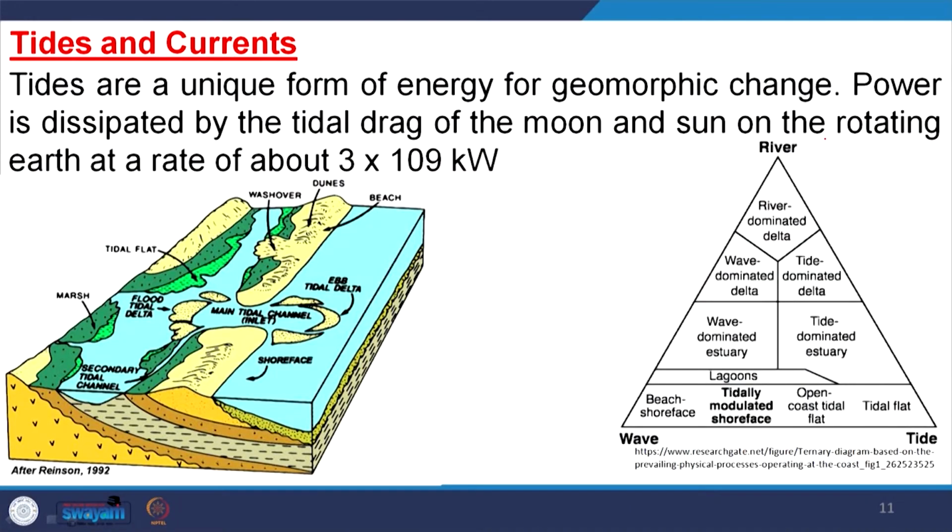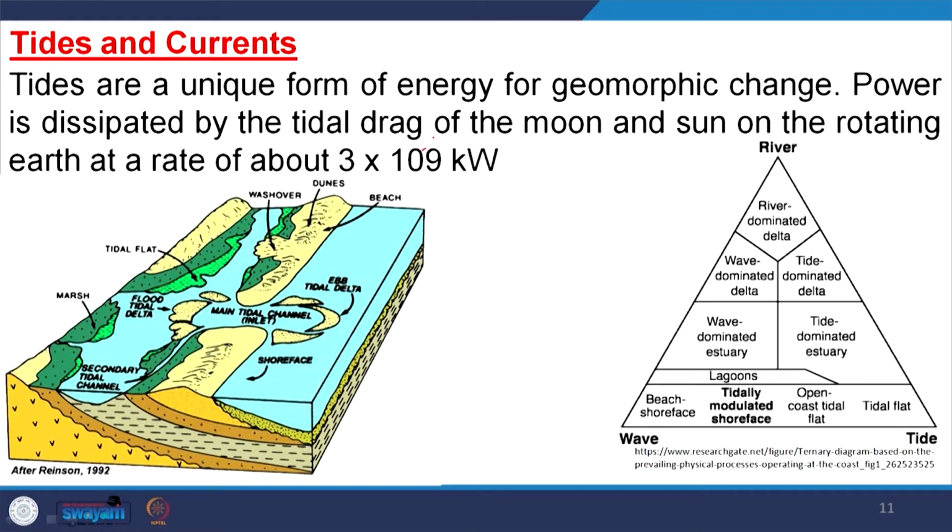So, in addition to waves, either tsunami waves, storm waves, or the waves created by these atmospheric changes, tides and currents also play their role in changing the geomorphology along the coast. Tides are a unique form of energy of geomorphic change. Power is dissipated by the tidal drag of the moon and sun on the rotating earth at the rate of about 3 into 10 to the power 9 kilowatt.